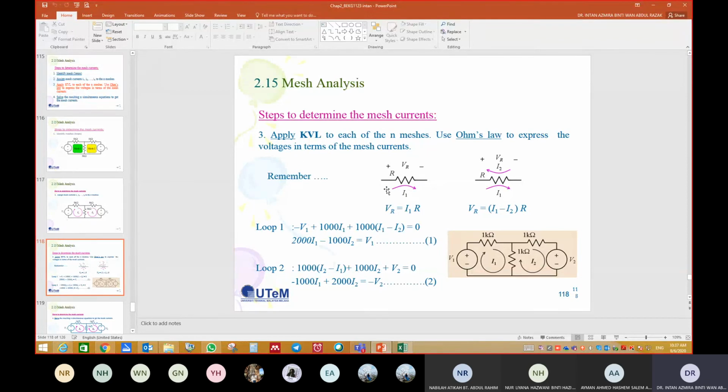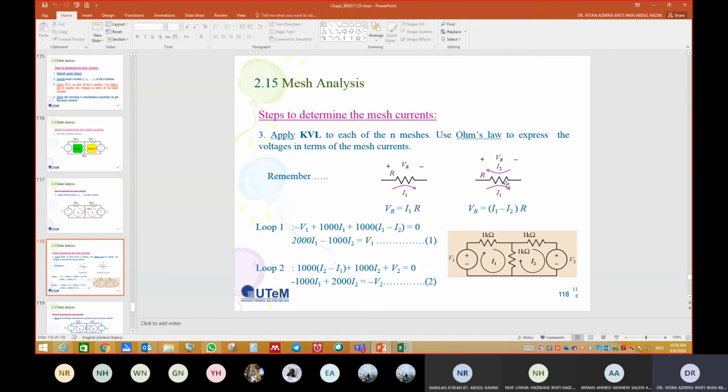Okay, let's say there is a resistor, and current I1 flows like this. Okay, meaning that the voltage drop is positive and negative here. So VR is equal to I1 times R. Okay, this resistor is located like this. Okay, meaning that two currents flow through this resistor.